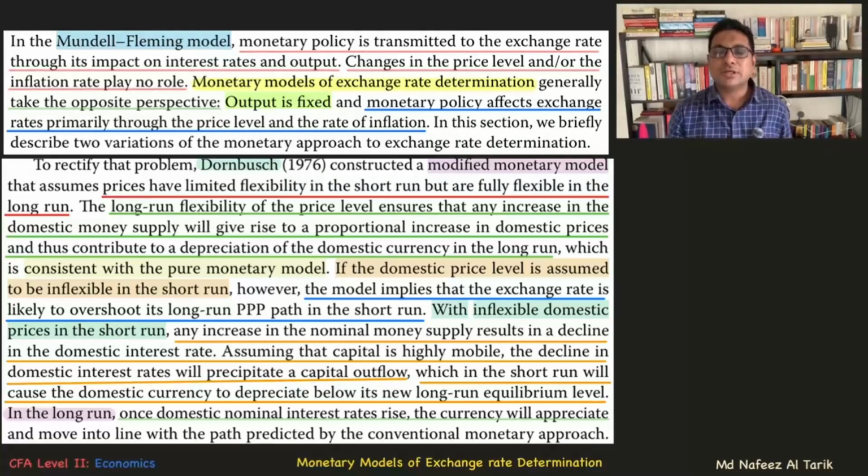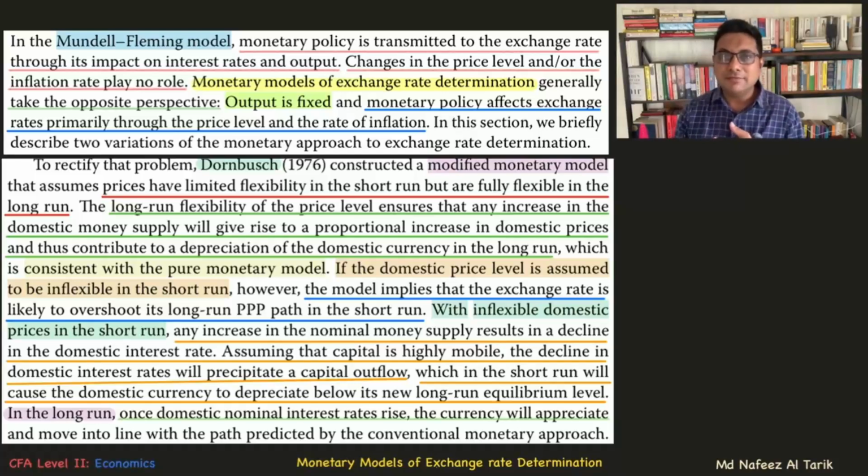However, if the domestic price level is assumed to be inflexible in the short run, which in reality it is, then the price level rarely adjusts in the same way that money supply increases. So the model implies that the exchange rate is likely to overshoot its long run PPP path in the short run. So in the short run, what might happen? The currency might depreciate more.